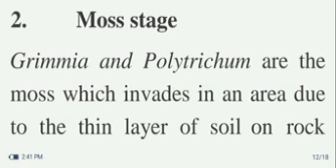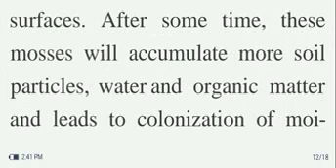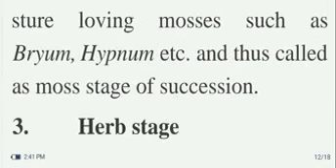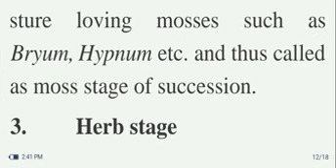Moss stage. Grimmia and Polytrichum are the mosses which invade an area with a thin layer of soil on the rock surface. After some time, these mosses accumulate more soil particles, water and organic matter, leading to colonization of moisture-loving mosses such as Bryum, Hypnum, etc. These are called the moss stage of succession.